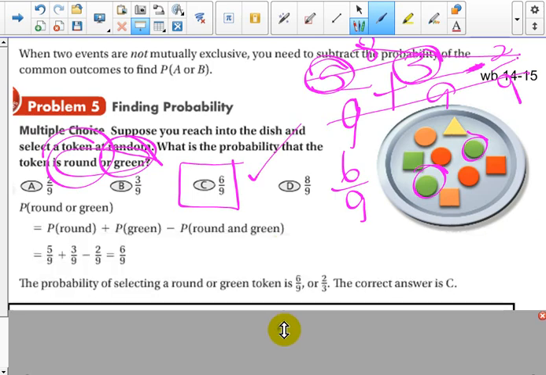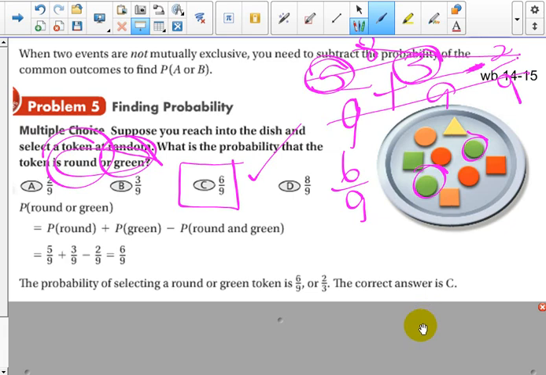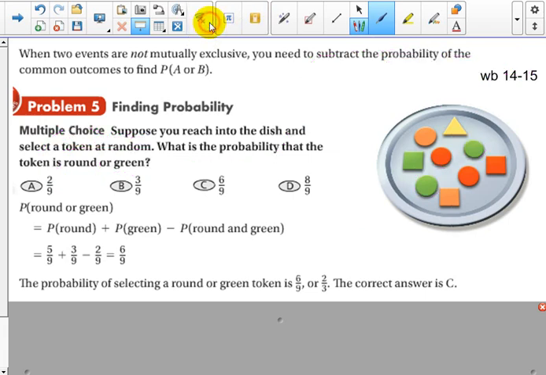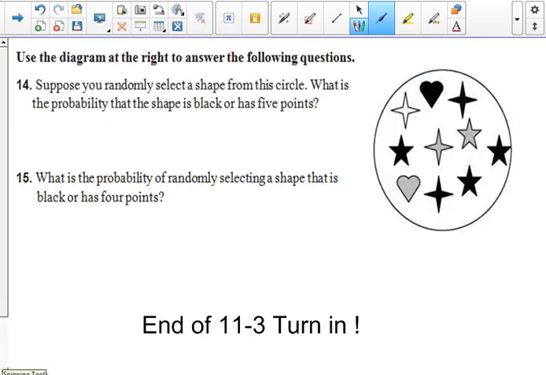All right, and that's correct. Any questions over that? That's everything, guys. Let's look at your homework and do this last one.